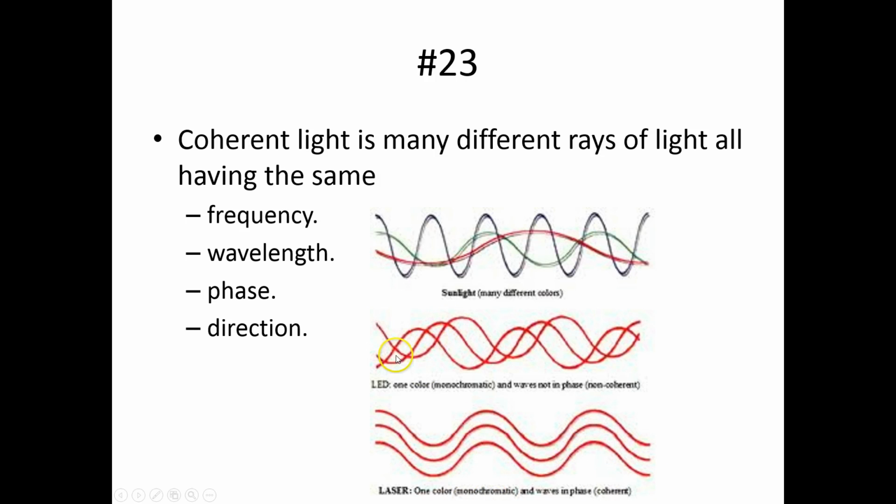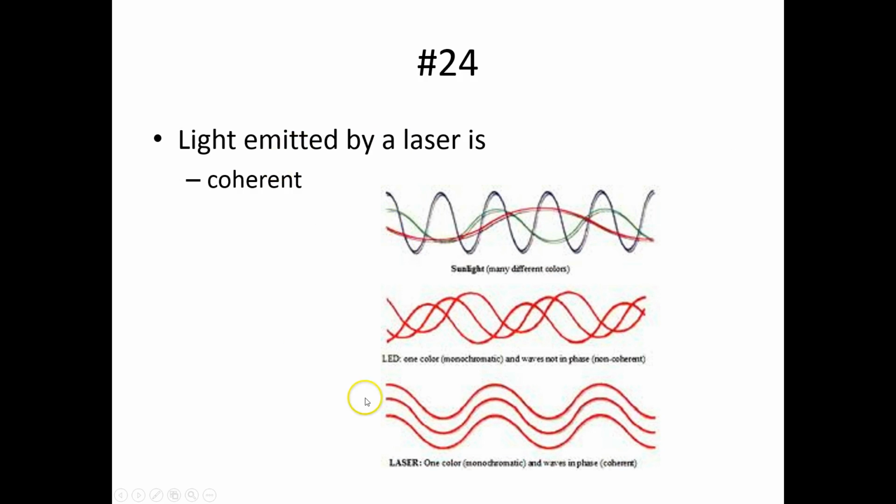This is an LED. New TVs are using LEDs instead of LCDs. And they are monochromatic, but they're not in phase. You see that they're out of phase. The coherent light has the same frequency, wavelength, phase, and direction. So these are all going to the right, we could assume. For number 24, light emitted by a laser is coherent.